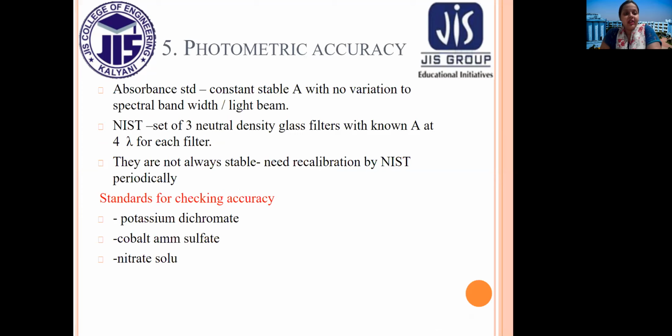Photometric accuracy: an absorbance standard should have constant stable absorption with no variation to spectral bandwidth or light beam. A set of 3 neutral density glass filters with known absorption at 4 lambda for each filter. They are not always stable and need recalibration by NIST periodically. Standards for checking accuracy are potassium dichromate, cobalt sulfate and nitrate solutions.